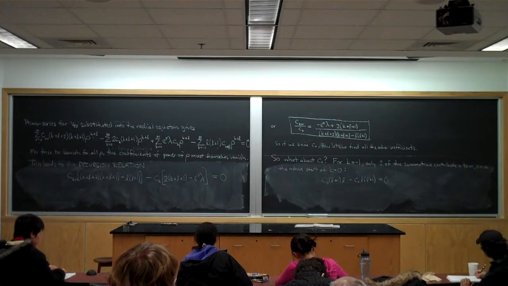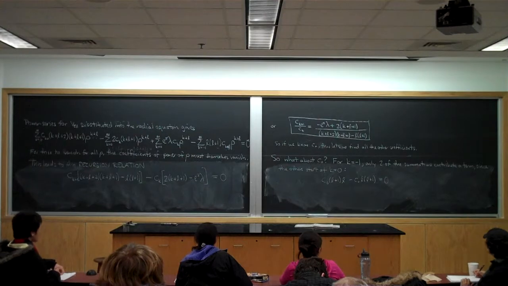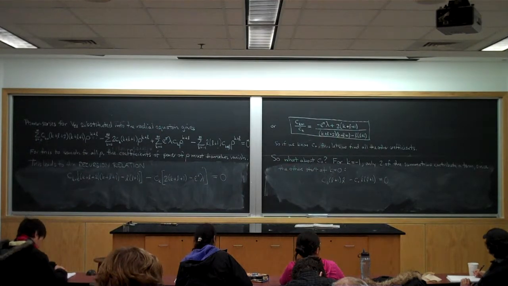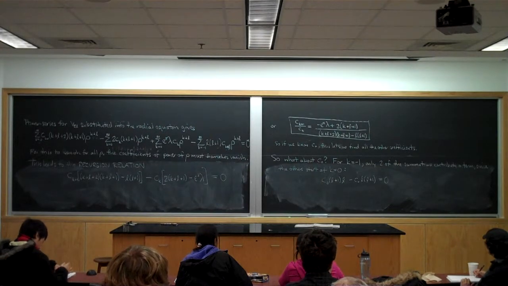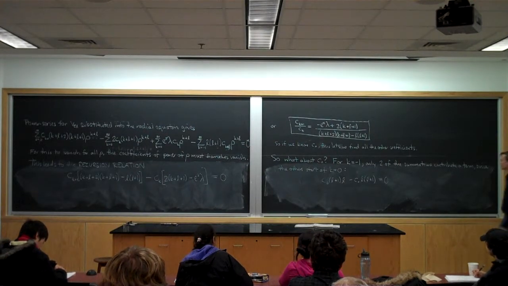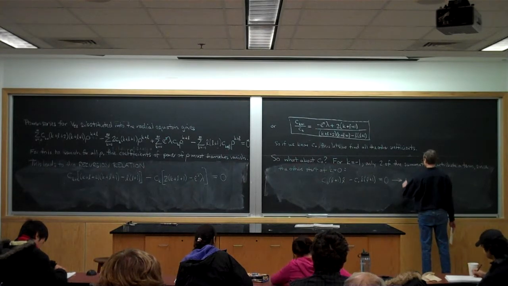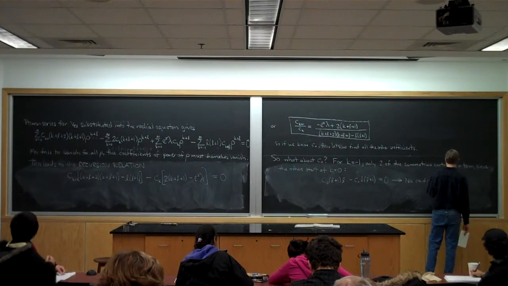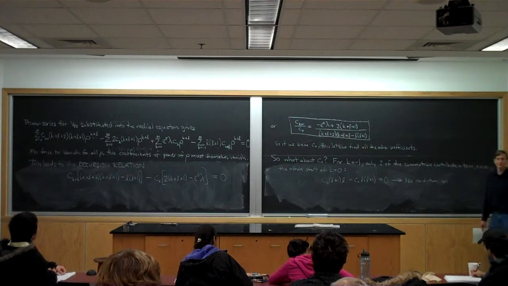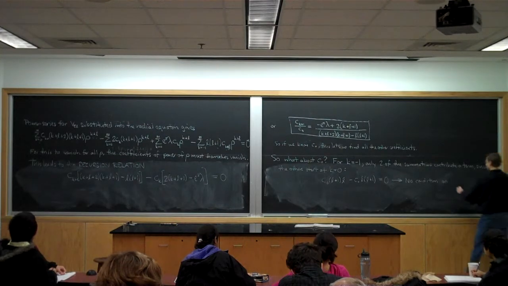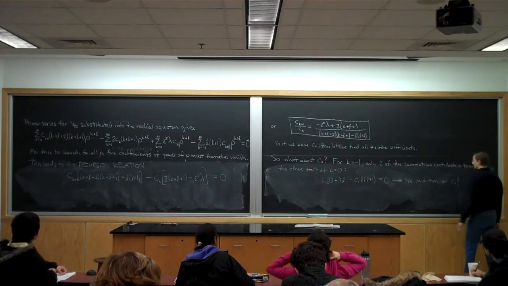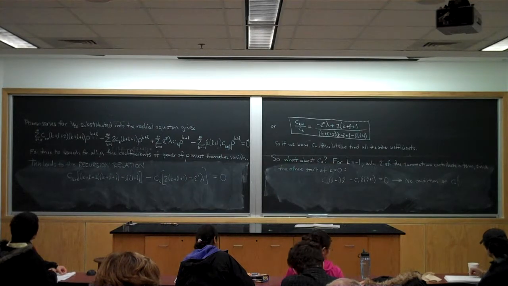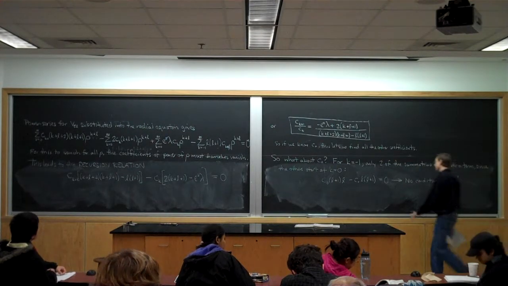C naught times L plus 1 times L minus C naught times L plus 1 is equal to 0. What condition does that put on C naught? None. It doesn't put any condition on C naught, because that's identically 0. It doesn't matter what C naught is. So that says C naught is arbitrary, and in fact, we're free to set it by normalization.